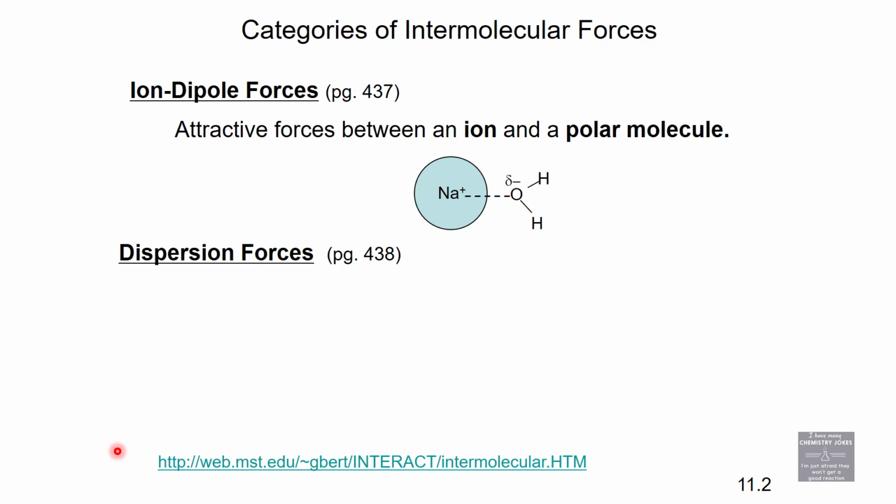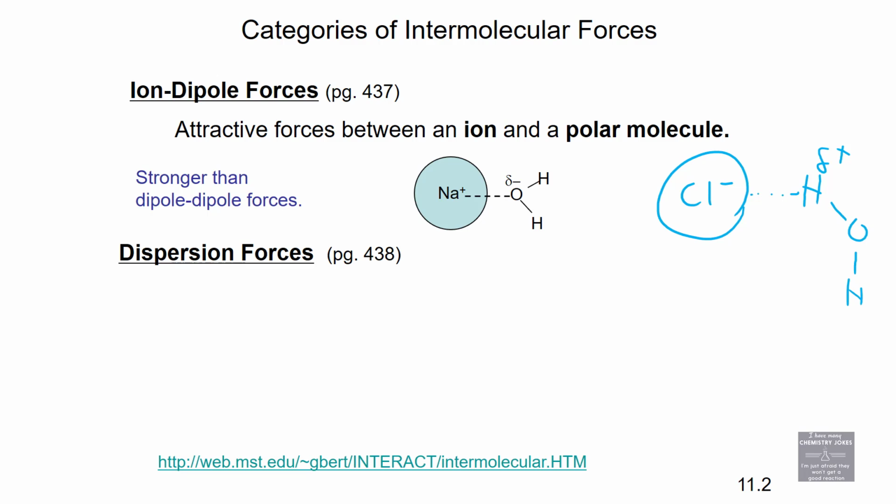end of your water in your solution. The chloride anion is always attracted to the H end of your water because the H is partially positive. Dipole-dipole versus ion dipole: ion dipole is stronger. That's because dipole-dipole is a partial charge attracted to another partial charge, and ion dipole is a full charge attracted to a partial charge. So when you have a full charge, that makes the attraction stronger.